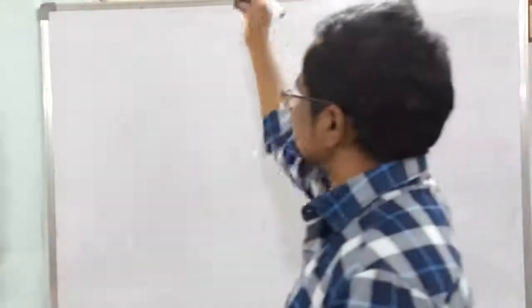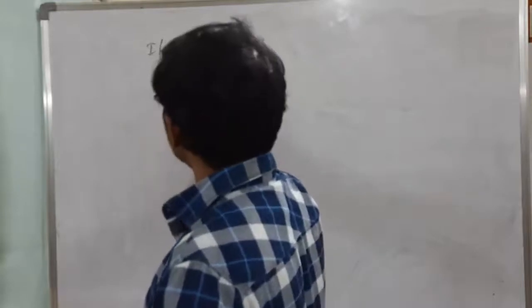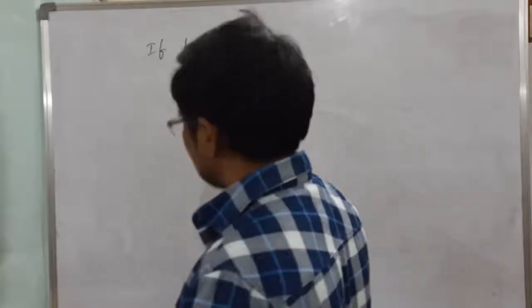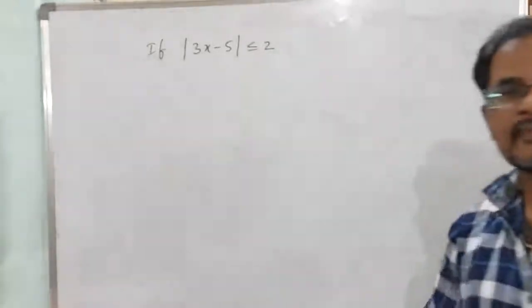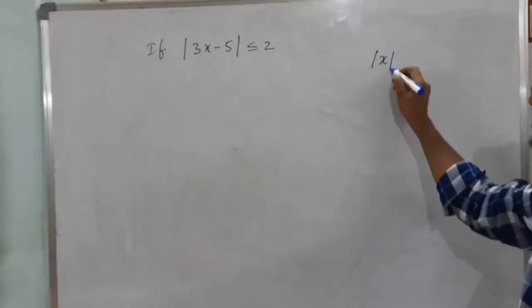Here they given one more problem. If modulus of 3x minus 5 less than or equal to 2. Here also 4 options they given. So by which result we have to solve this inequality?